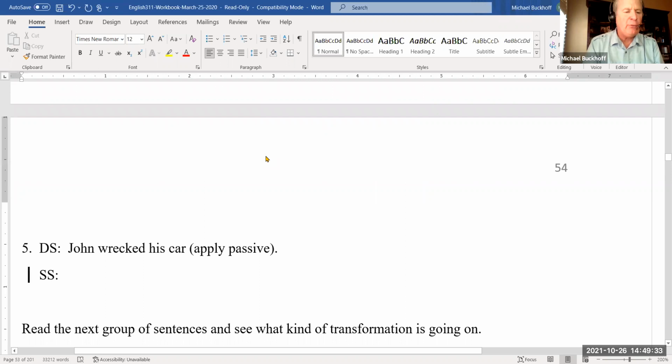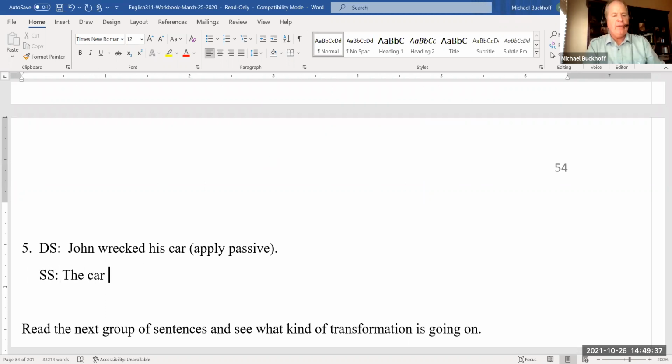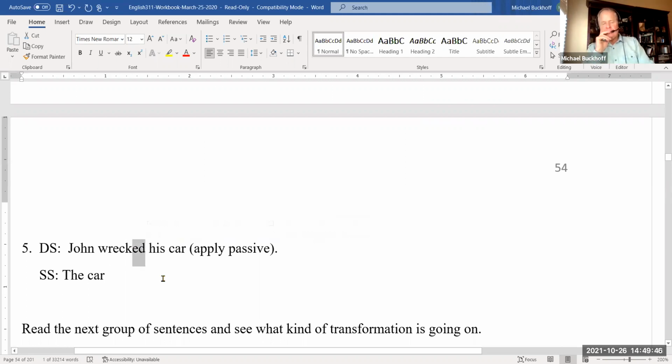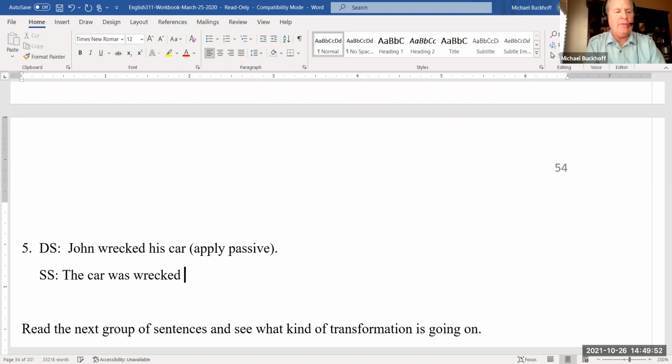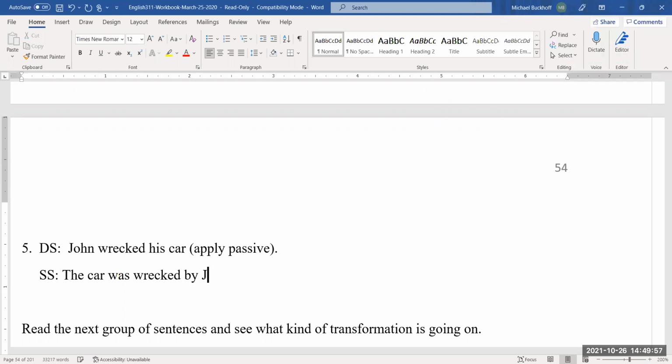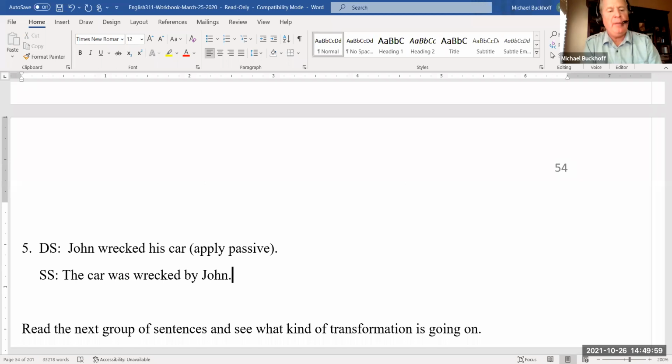Okay, let's start. John wrecked his car. So we'll say the car, and then wrecked changes to what? Notice how it's past. Was wrecked. That's it. Was wrecked, and then what? By John. We'll do a little bit more practice in a minute.